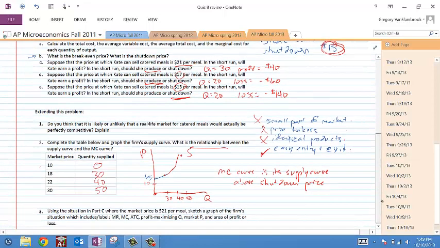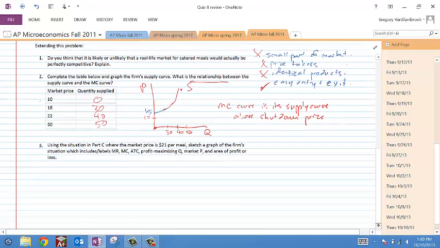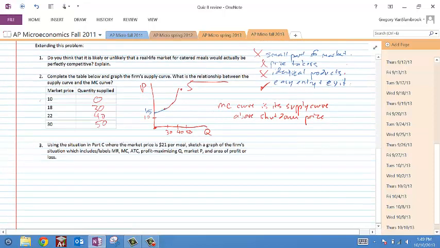Alright, that's 2. One more. Using the situation in part C, where the market price is $21 per meal, sketch a graph of the firm's situation which labels MR, MC, ATC, profit maximizing quantity, market price, and area of profit or loss. Whew, sounds like a lot. So here we go.